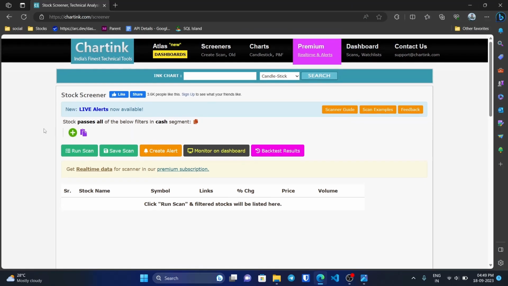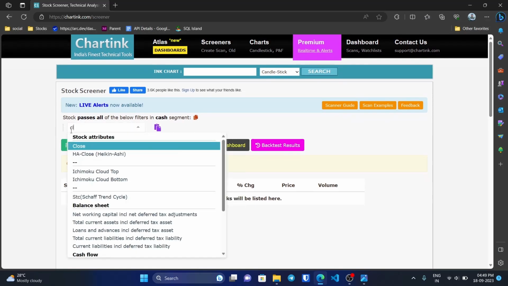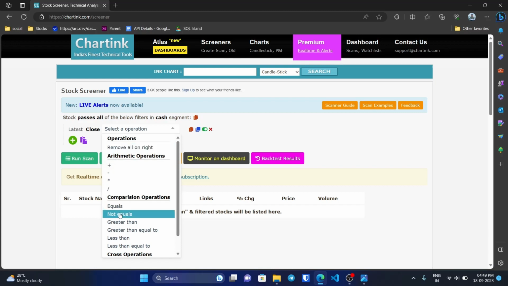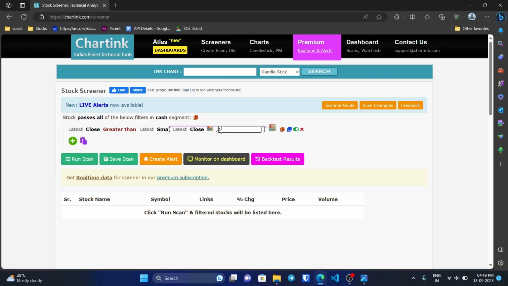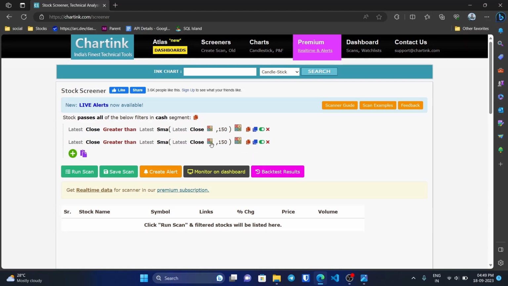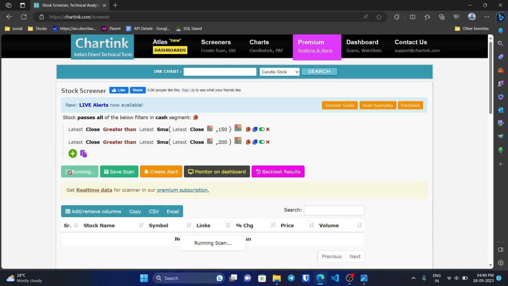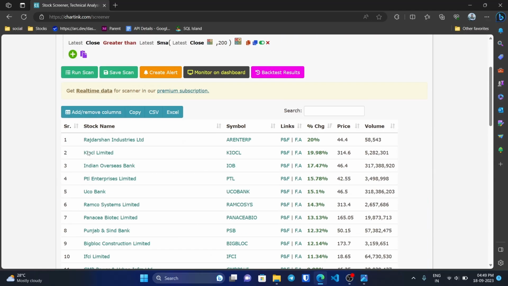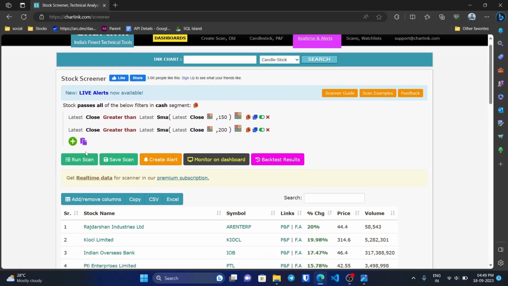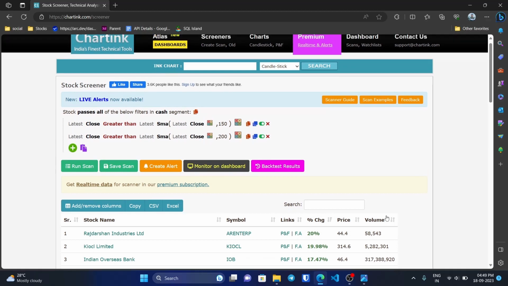So we need to add a filter here, like our close is greater than SMA of 150-day. Then the next condition is close is greater than 200 moving average. So we need to take a duplicate of this, then just add 200 here. Then just run the scan. So we can see there are around 1,600 stocks here. Now we can go to our next condition.